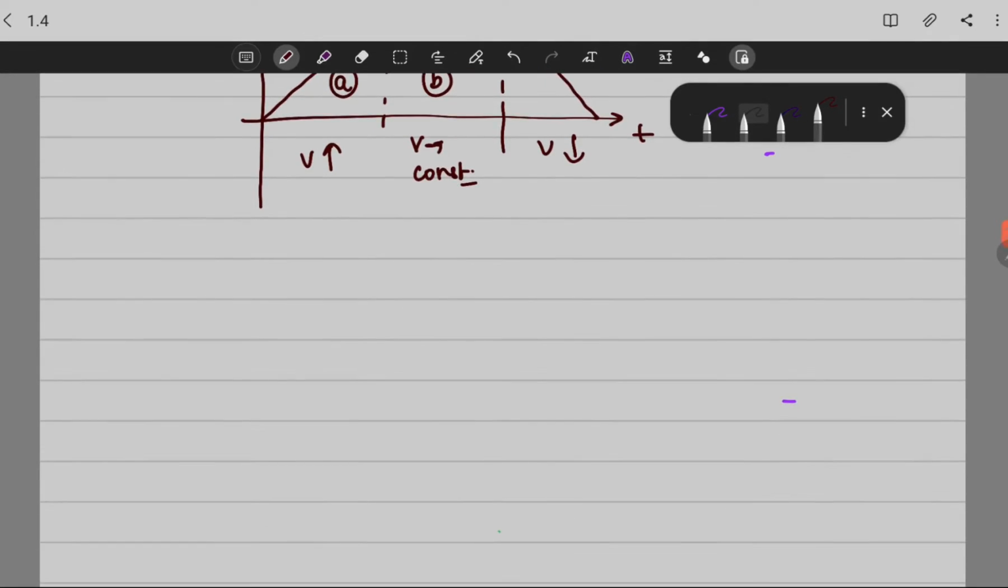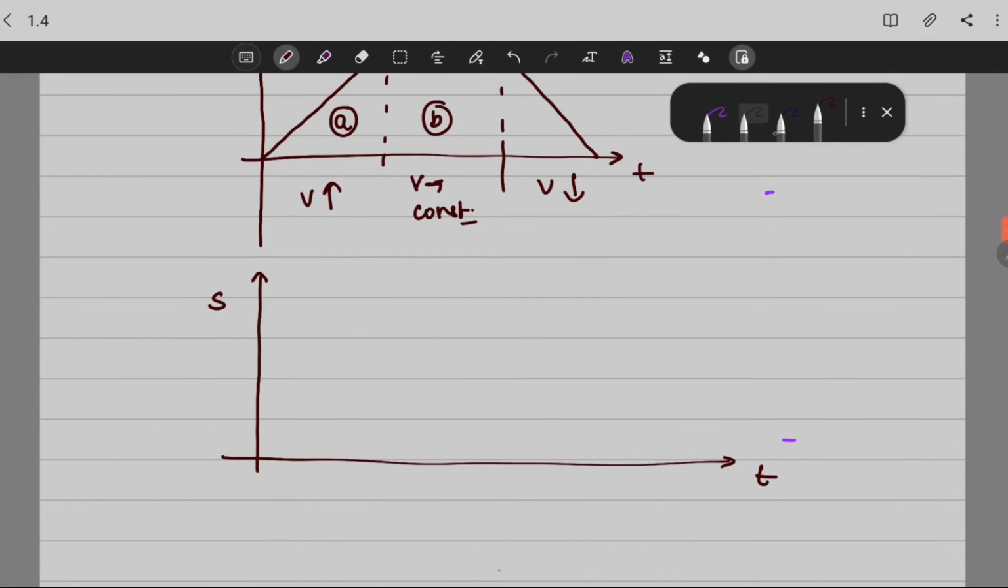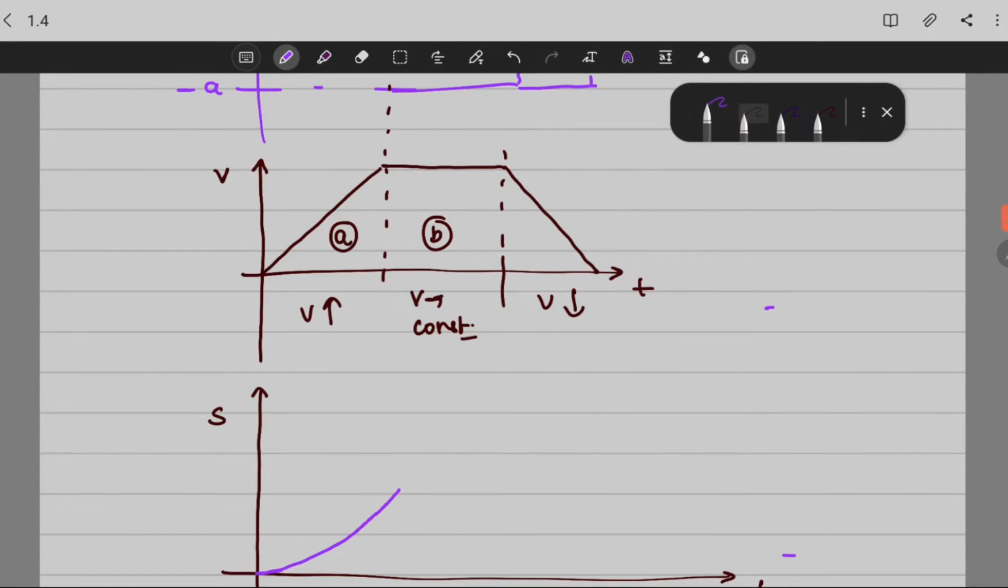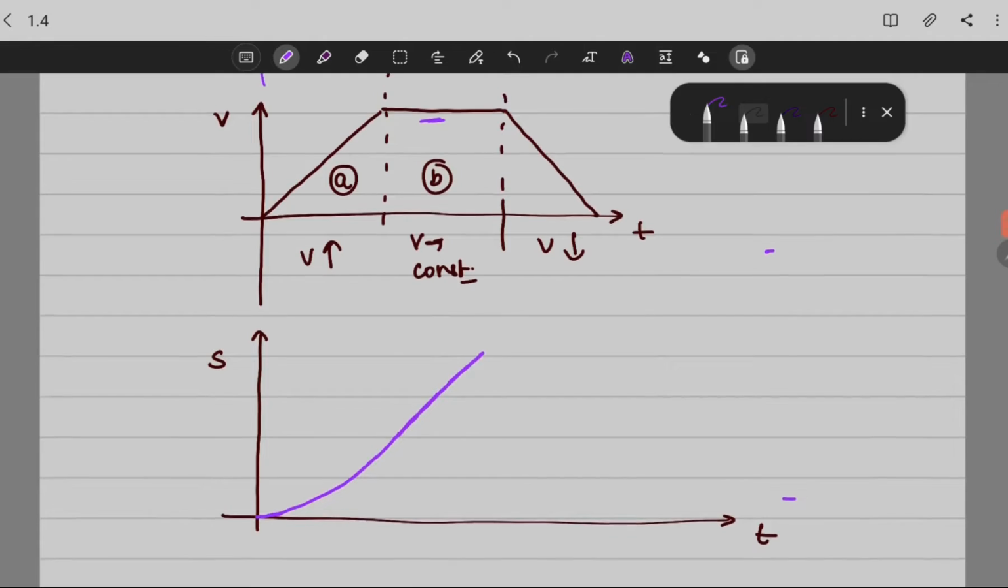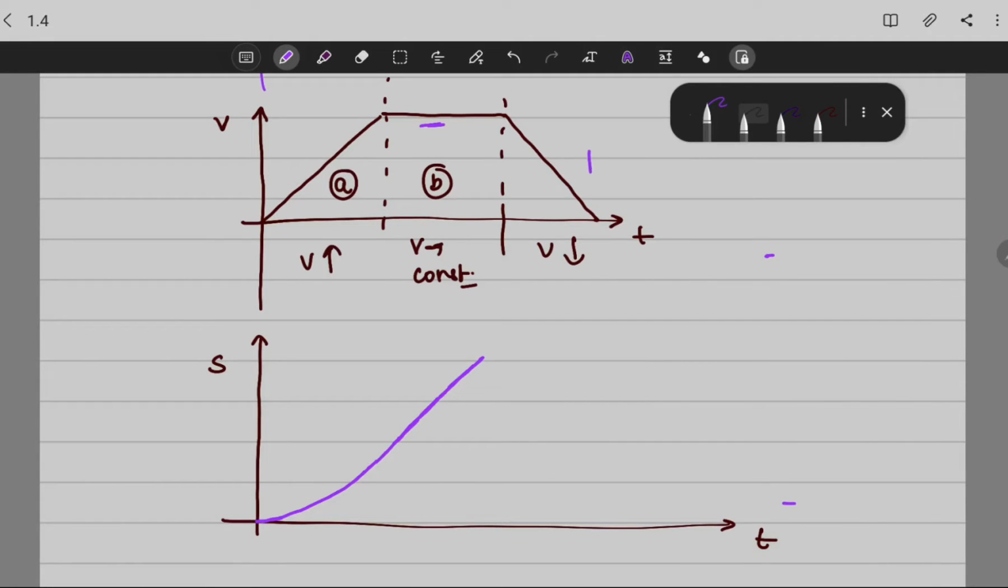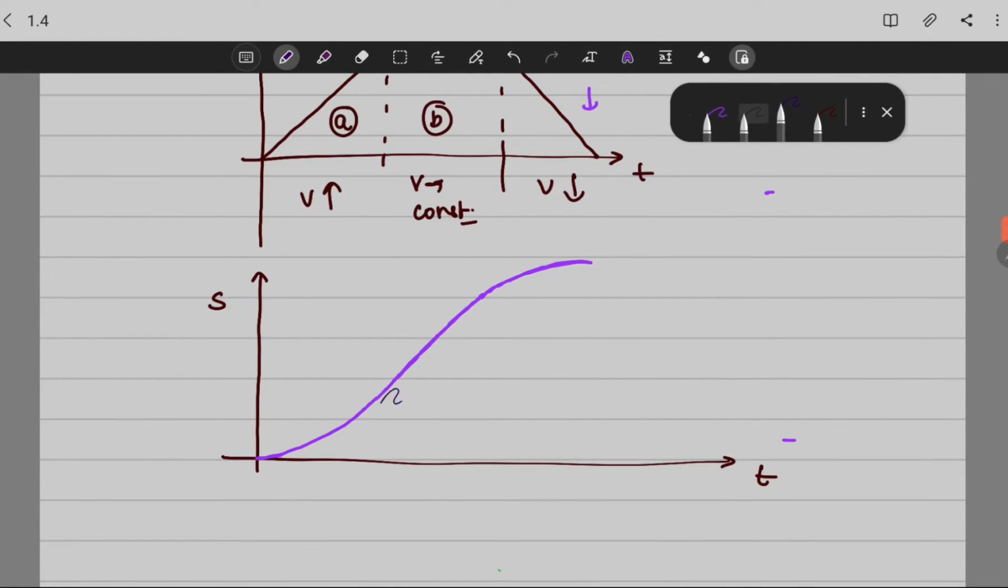So if we draw the graph of displacement versus time, then initially the displacement will increase and the slope will keep on increasing as the velocity is increasing, and then as the velocity is constant, the slope of displacement versus time will also be constant. After that the velocity is decreasing, so in that case the slope will decrease. Okay, so this is the graph we have drawn for the displacement versus time.